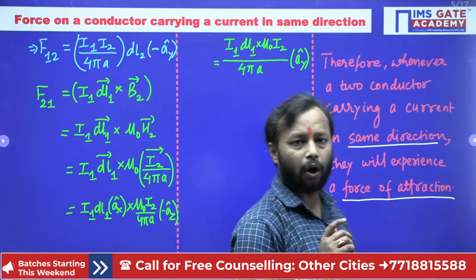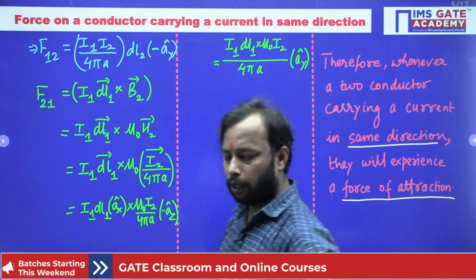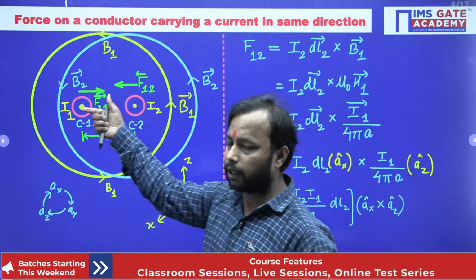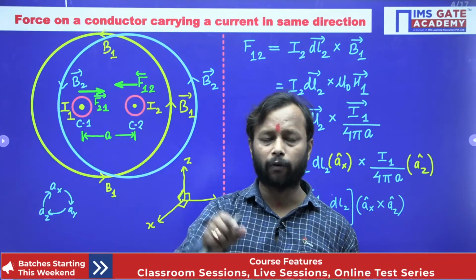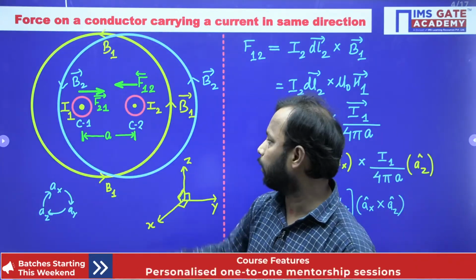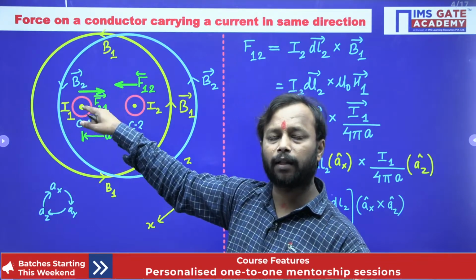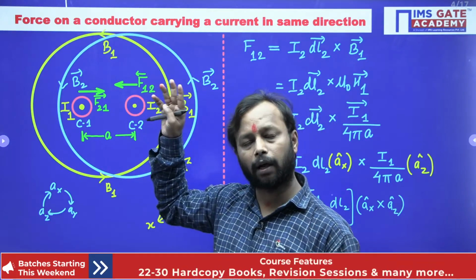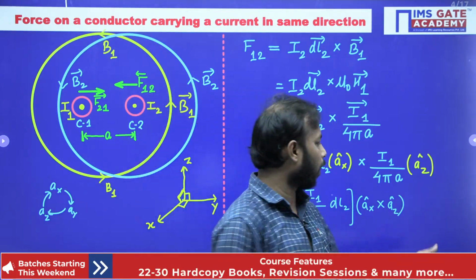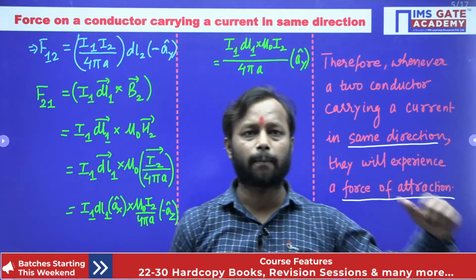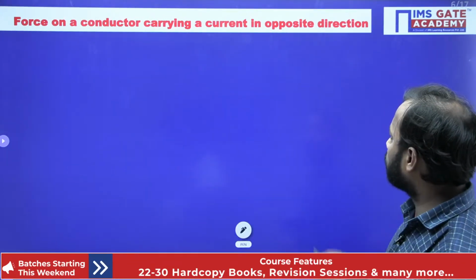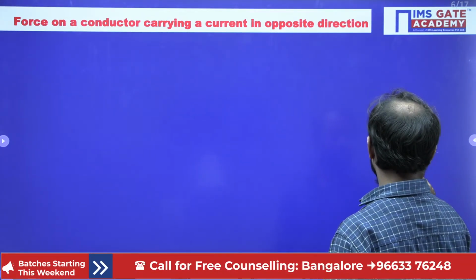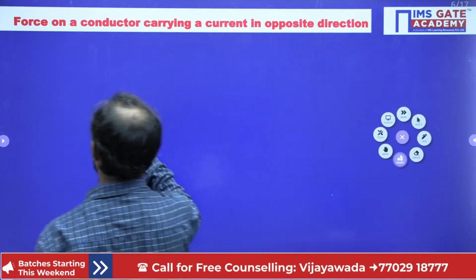All right, so please do not get confused about what we have learned over here. I have taken a case where the current is coming outward. You can cross verify by taking the current outward or away from you, and in that case also you are going to have the force of attraction. All right, let us move to the case where we are having the current in opposite direction. Please wait, let me draw it.